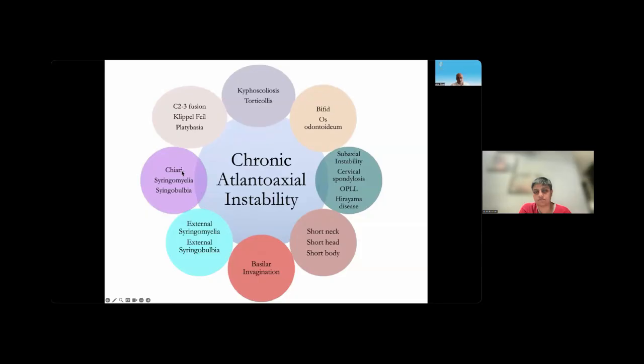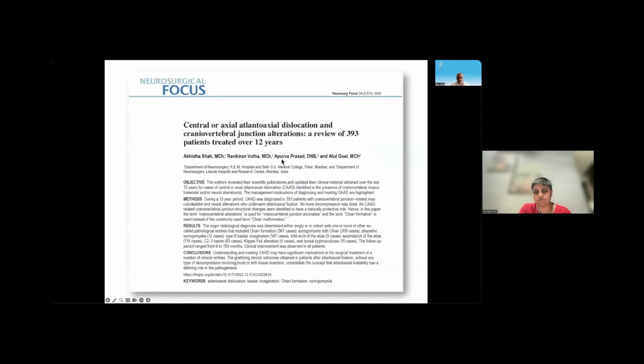When Chiari is present alone, or Chiari is present with syrinx, or Chiari is present with syrinx and basilar invagination, or syringomyelia is present alone, or basilar invagination is present alone, or bifid atlas is present alone, or os odontoideum, all these indicate atlantoaxial instability, and all these indicate the need for atlantoaxial stabilization.